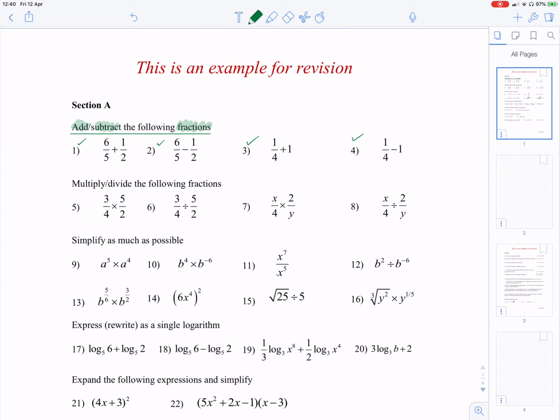is 6/5 plus 1/2. So number one, 6/5 plus 1/2. So what we do is, first of all, we look at the denominators 2 and 5. They are different, so we need to make them the same. So how do we make them the same? If I multiply the 5 by the 2, I get 10. Multiply the 2 by the 5, I get 10.